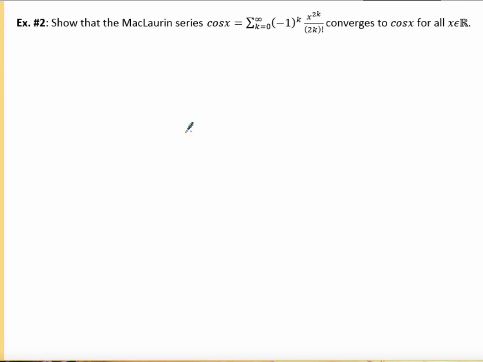Again, we're going to show that the Maclaurin series for the cosine of x converges to the cosine of x for all x existing on the set of reals. Pretty similar to what we did on the last one. So here we go. From prior work, we know that all of the derivatives are either going to be positive sine of x, or whatever variable you're using, negative sine of x, positive cosine of x, or negative cosine of x. So I'm just going to write that down.